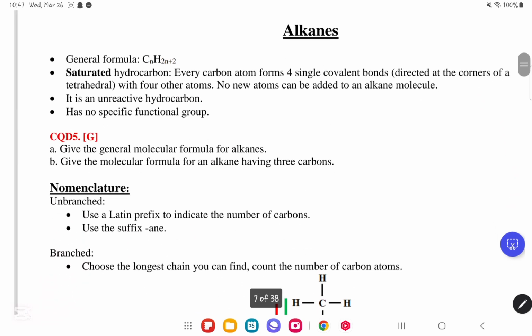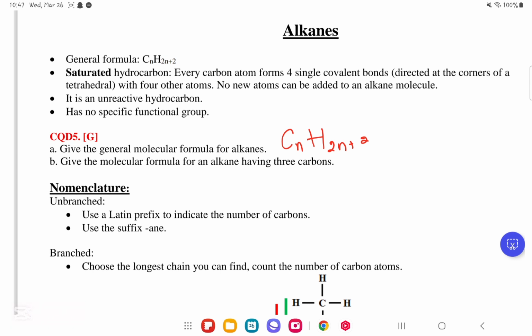Let us move on to the next CQD, which is CQD number 5 grid. In CQD number 5 grid, they said give the general molecular formula for alkanes. As you know, you can look up, or you have to memorize it, by the way, the general molecular formula for alkanes. It is CnH2n plus 2.